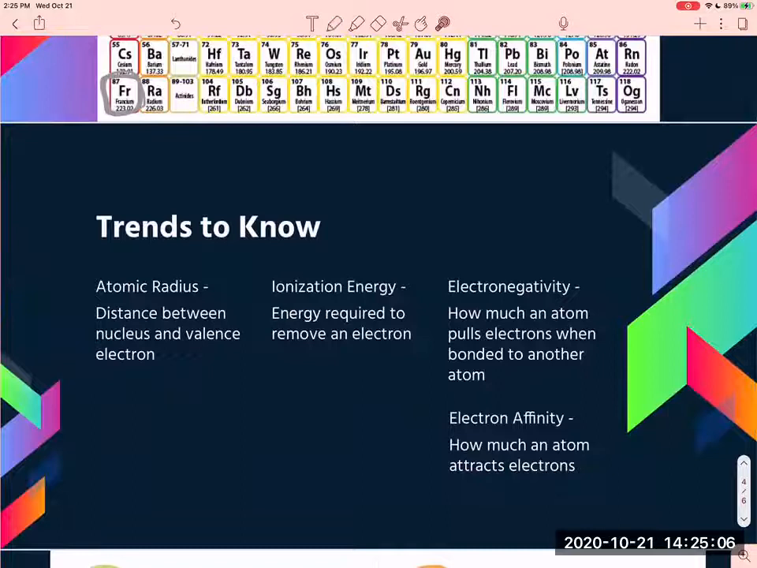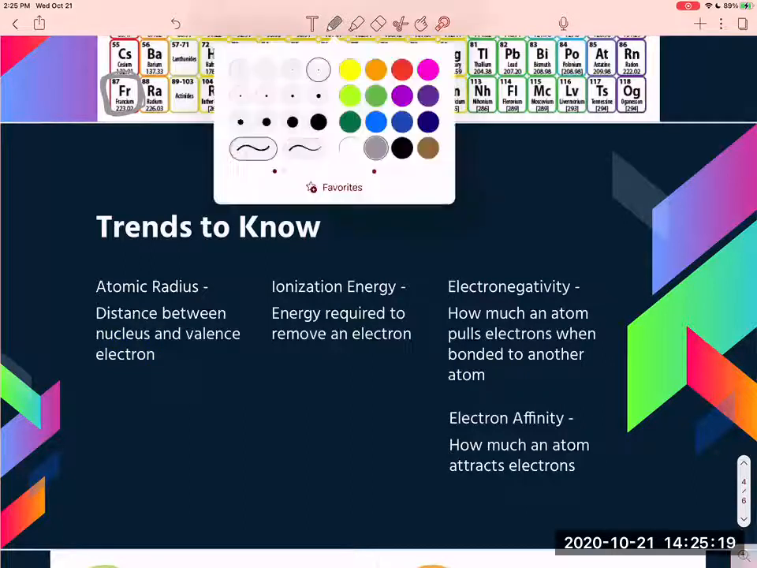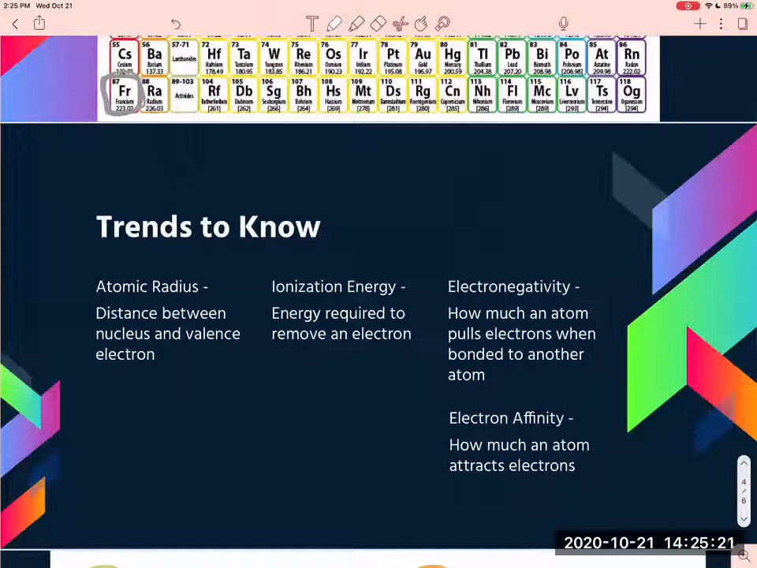The definitions first. You need to know what the trends are before you can tell me what's increasing or decreasing in a certain way. So the atomic radius is the distance between the nucleus and the valence electrons. It's just like a circle radius. The center of your atom just happens to be the nucleus, and the outermost electron is here, and this is your radius, just like the radius of a circle.